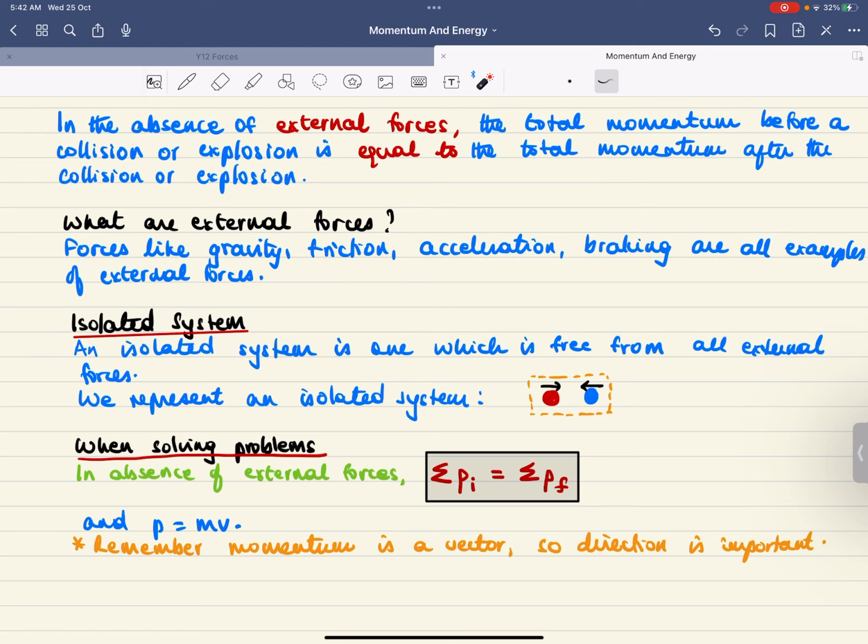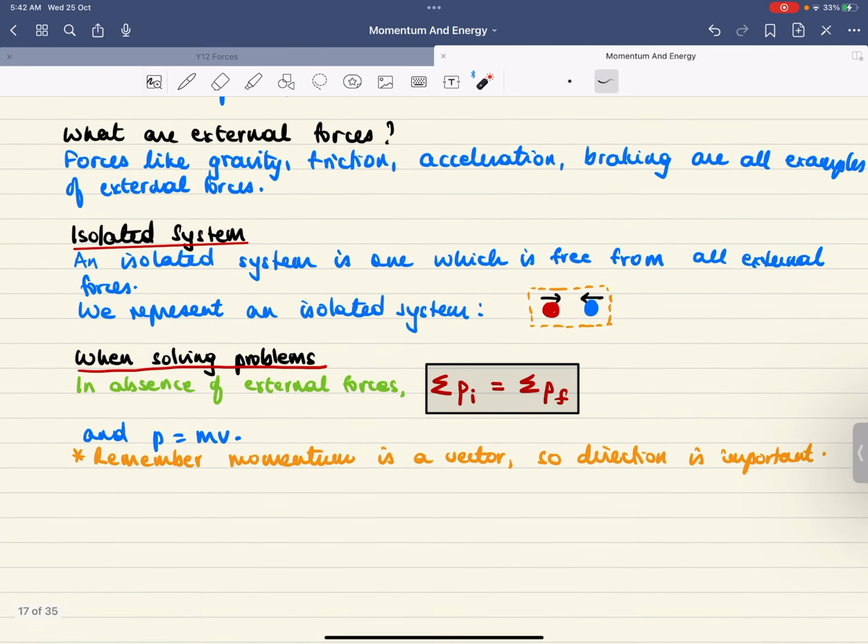And how do we represent an isolated system? We draw the two objects, the direction in which they're moving, and then we put a dotted rectangle around them to show that there's no external force. That becomes what we call an isolated system.